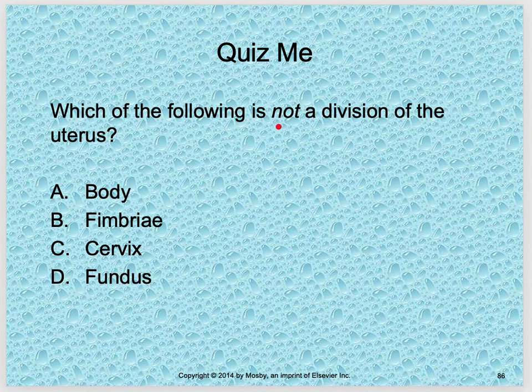So which of the following is not a division of the uterus? Go back and look at those divisions of the uterus. Is it the body? Is it the fimbriae? Is it the cervix? Or is it the fundus? And when you go back and look, you'll know that a division that is not part of the uterus is the fimbriae. So know what those are as well.